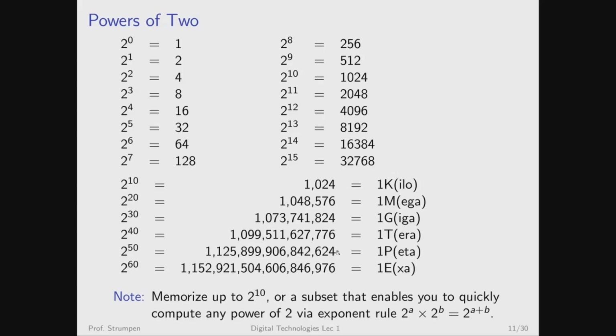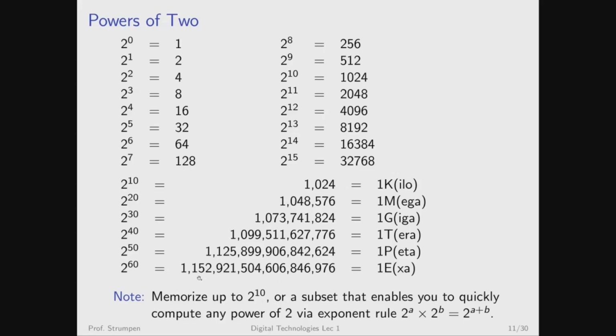And the reason why peta is important is that about 10 years ago, the fastest supercomputer on this planet managed to execute more than 1 peta floating point operations per second, flops. And as we speak, the race is on to build a supercomputer that is capable of executing 1 exaflops.